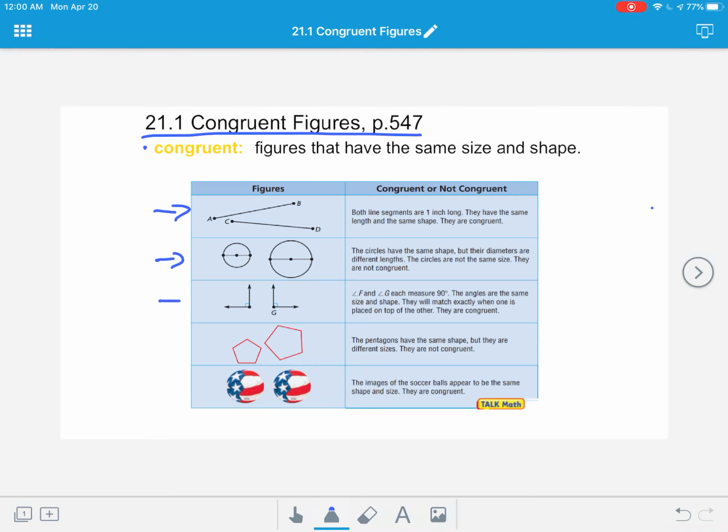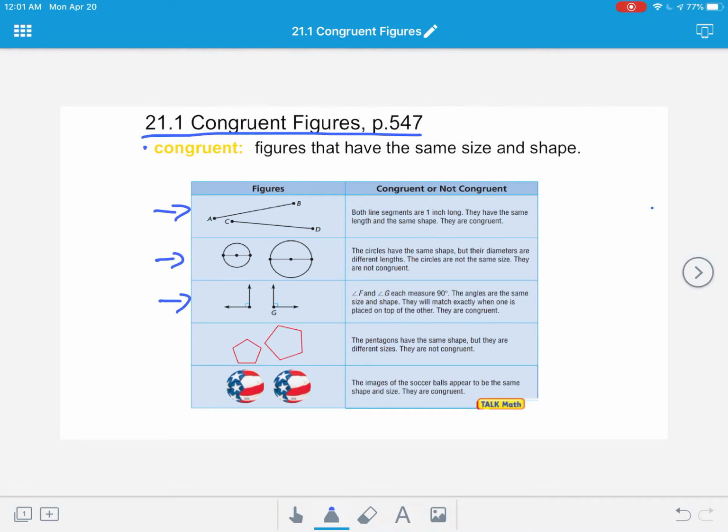Let's take a look at the third row. I see two right angles. Both rays coming off of the point appear to be the same length, which means that they are congruent angles. They're both the same size and the same shape. Their angle measurements are congruent because they both are 90 degrees, and the angles and rays themselves are also congruent because they're the same size.